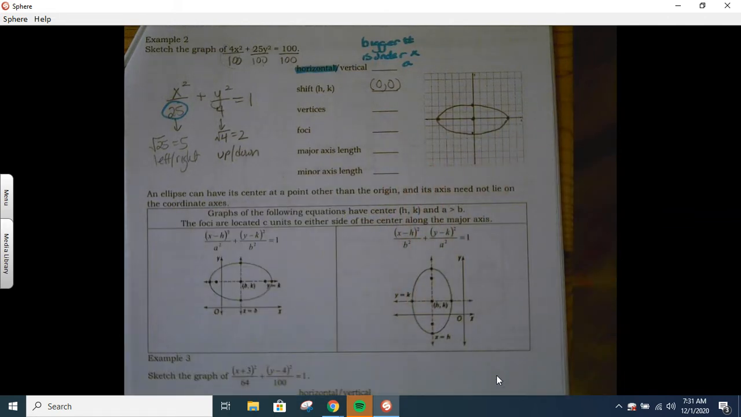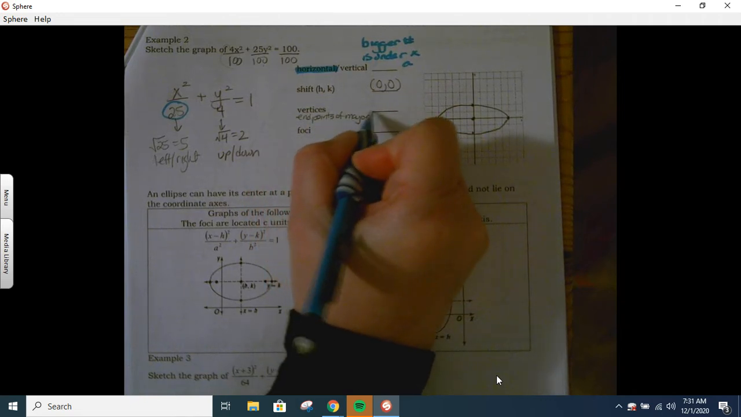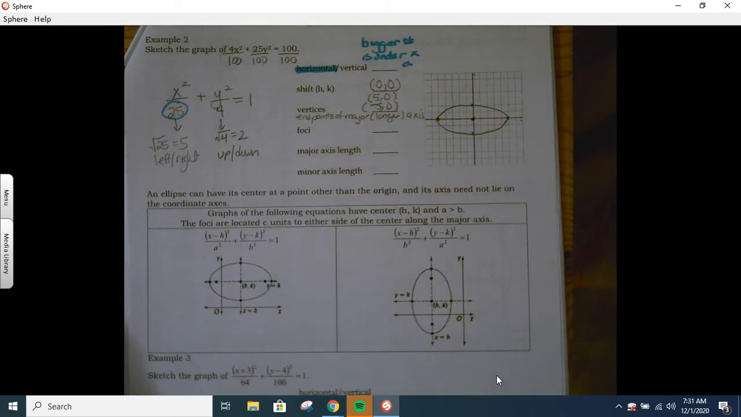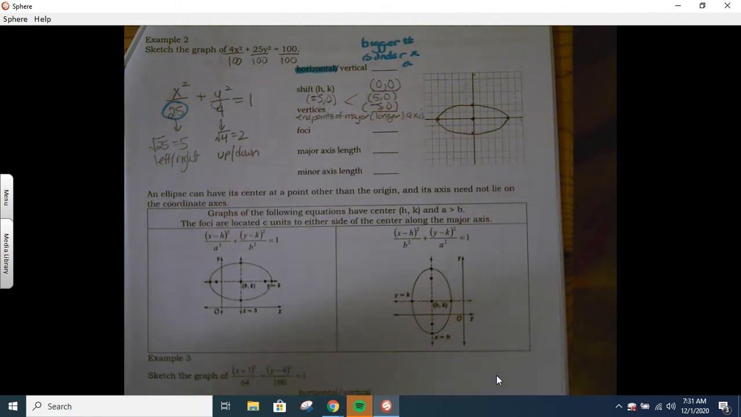Okay, so then there's my ellipse. The vertices, we said, are the endpoints of the major axis, which is the longer. So vertices, again, are the endpoints of the major or longer axis, which in this case would be here and here. So at 5, 0 and negative 5, 0. If you wanted, you could condense this and write plus or minus 5, 0.